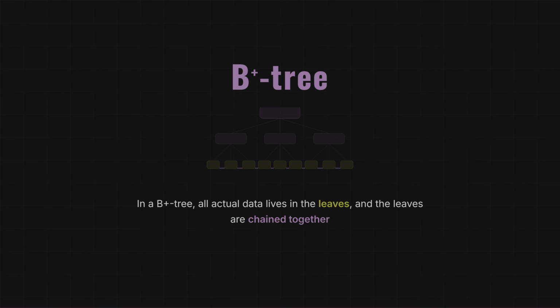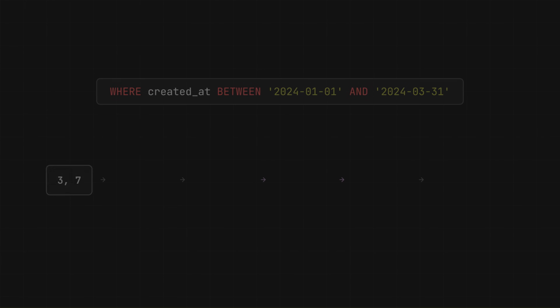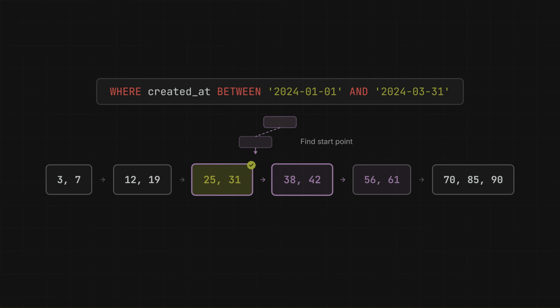Technically, this makes it a B+ tree. In a B+ tree, all the actual data lives in the leaves, and the leaves are chained together in sequence. Actually, every major database uses B+ trees, but calls them B trees. Minor distinction, but worth pointing out. Why does the chained leaf structure matter?